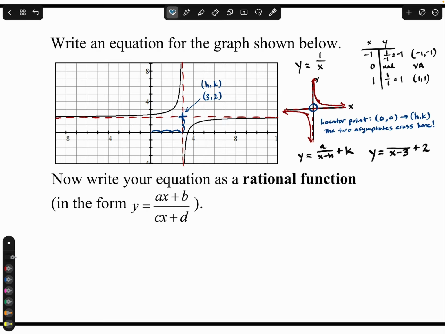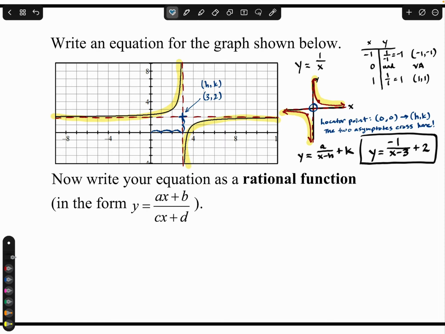The only thing we also need to think about here is when we look at our original parent graph, it's in quadrants 1 and 3. Well, this one looks like it's been flipped. So we also need a negative stretch factor in this one. So this would be negative 1 over the quantity of x minus 3, plus 2. And you can put that negative in front of the fraction or up with the 1. It doesn't matter.